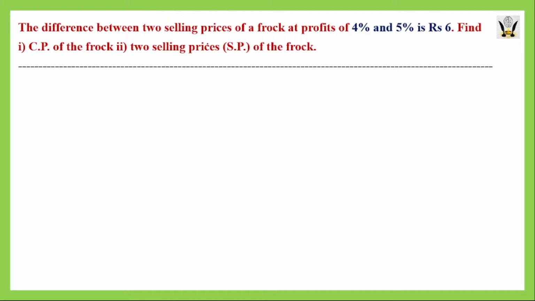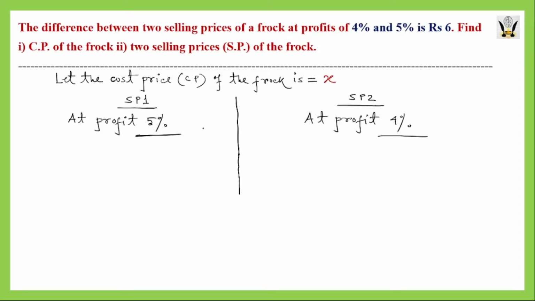The cost price of the frock is not known, even the selling price is not known, but the difference is known. So we will assume that the cost price of the frock is rupees X, and based on that we will proceed further. For the first case, we know that more profit means more selling price, so we will consider the profit of 5% first.